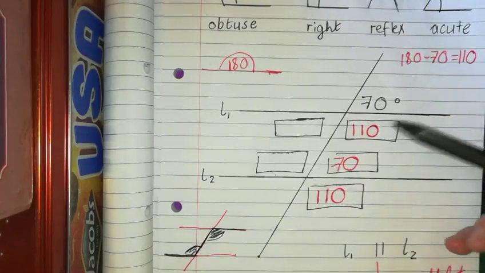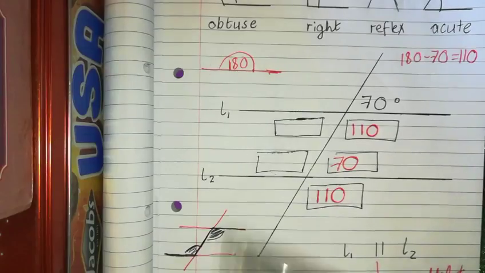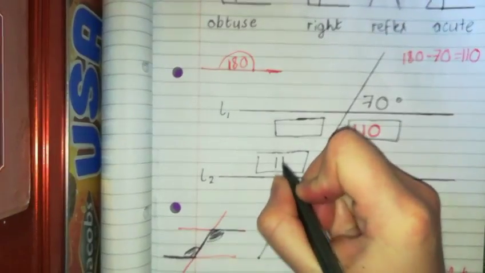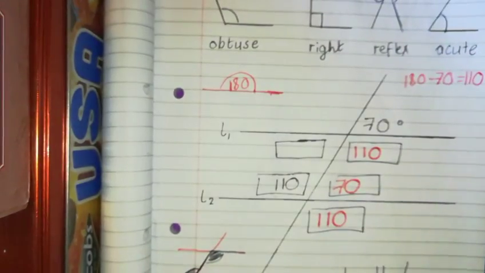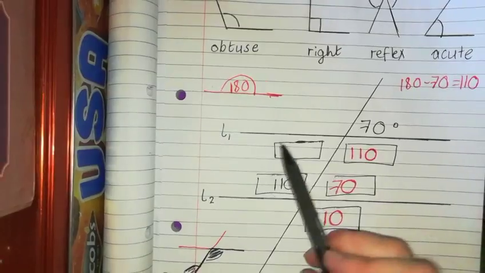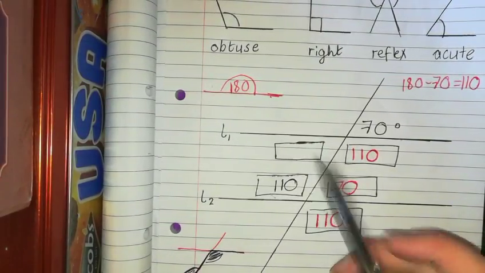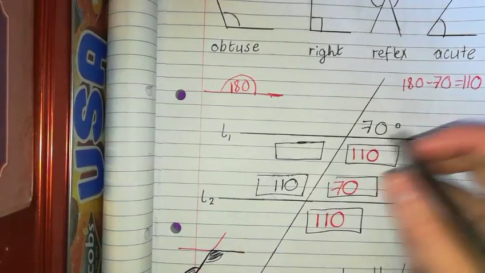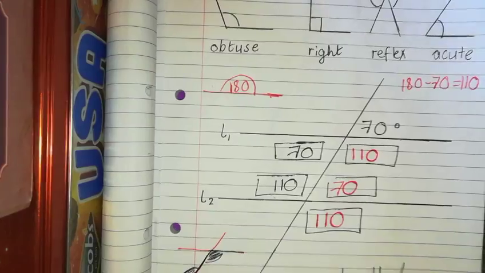So for this angle, I can use the fact that it's an alternate angle to this one, or I can use the fact that these two will add to 180. So this here is 110. And for this angle here, I can say that it's an alternate angle with my 70, or I can say that 110 plus whatever's in here will give me 180. So this angle here is going to be 70 degrees.